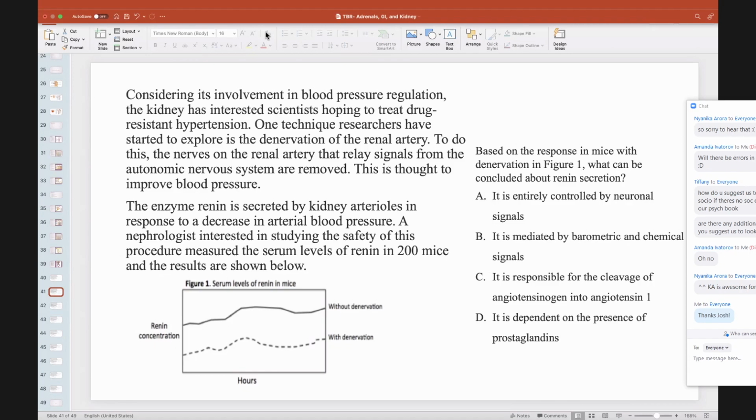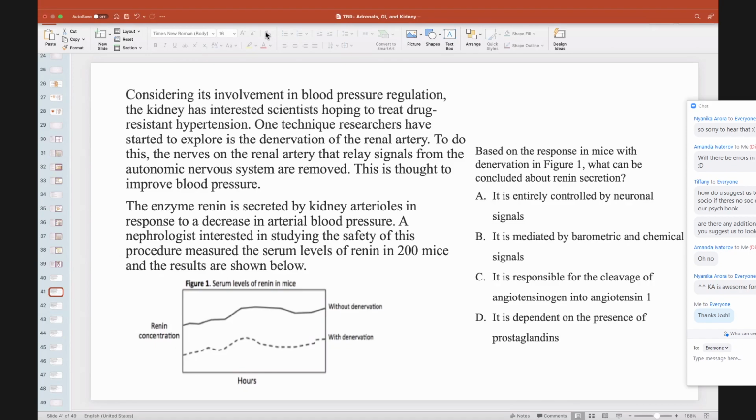So let's go through this. A, it is entirely controlled by neuronal signals. So let's look at the passage, let's look at the figure. On the left here on the y-axis, we have renin concentration over hours, and the two groups are without denervation, so basically with the nerve, and then a group without the nerve. The group without the nerve has lower levels of renin. And so it's like, okay, so there is some renin secretion controlled by neuronal signals to some extent.